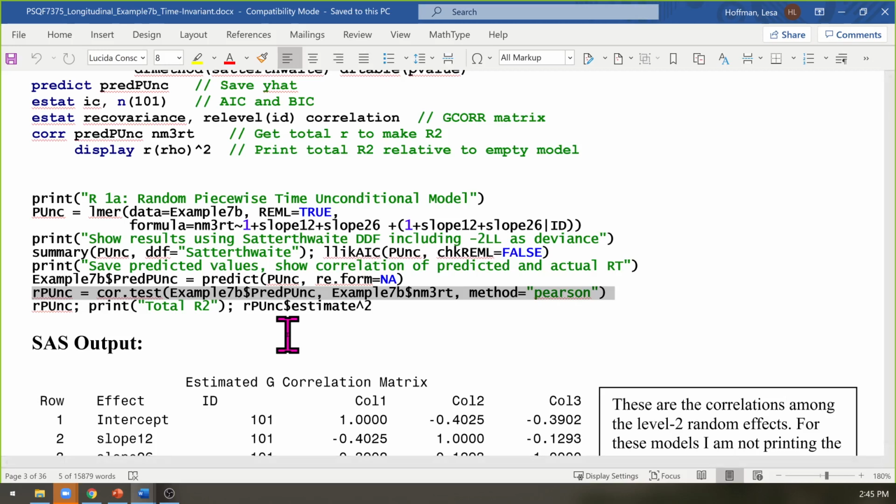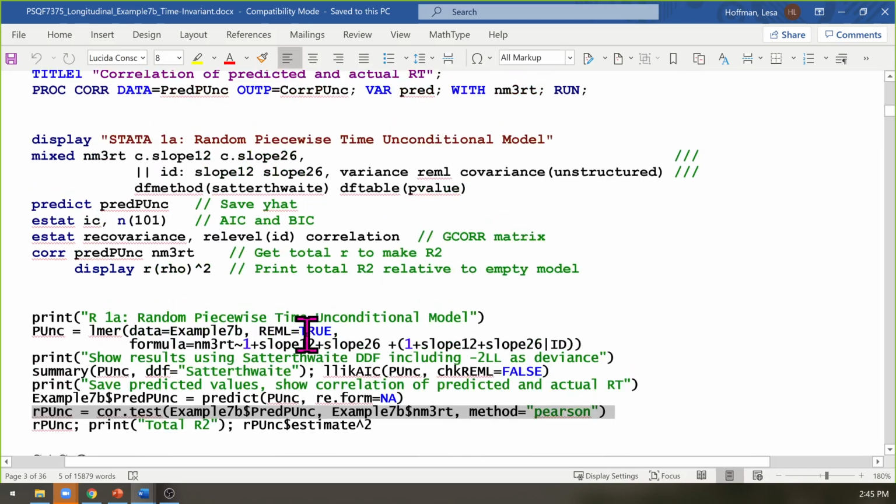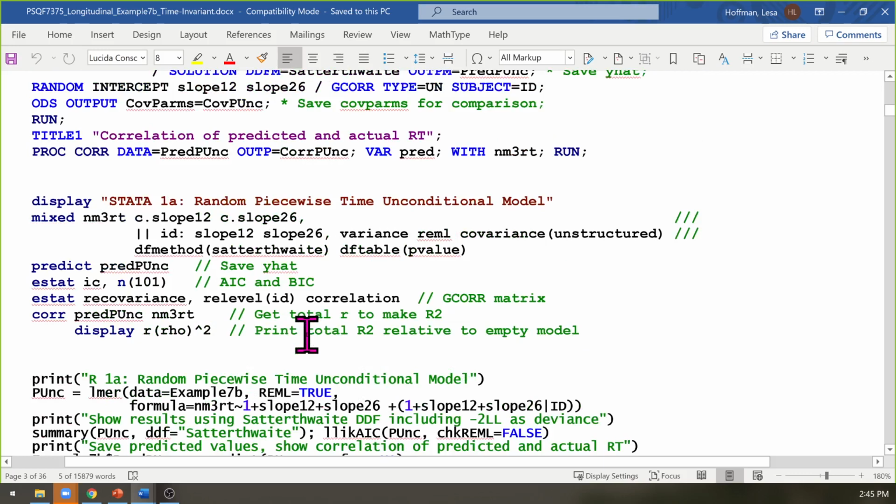So the question then is, getting a baseline, how much of the variance in response time is due to just average change over time, period? Let's figure that much out, and then we'll see how much more we can get by adding time-invariant predictors. Okay, with me?